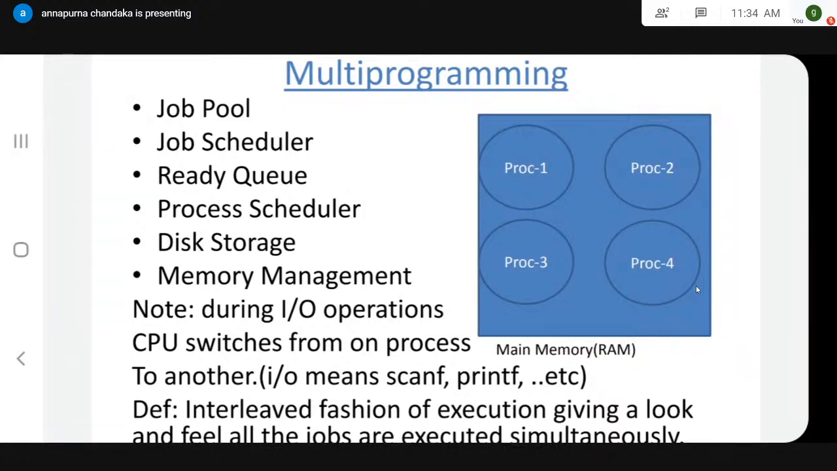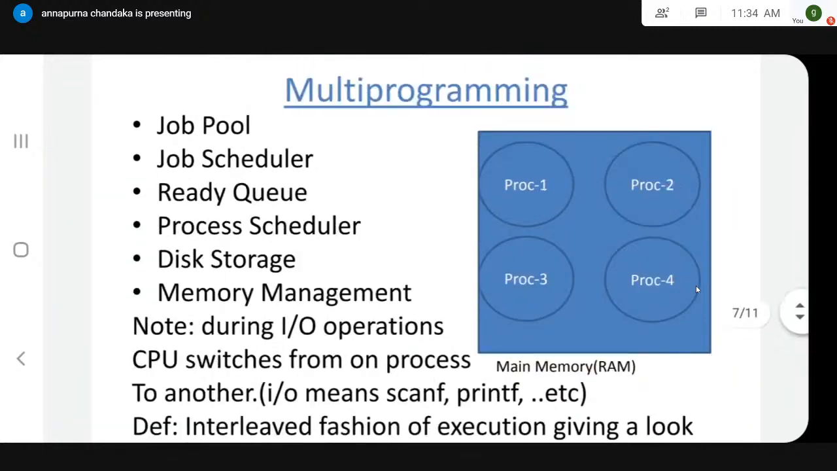Now, what are the various technical words in a multi-programmed batch system? Let us take job pool. These are the technical words we need to learn in multi-programming.